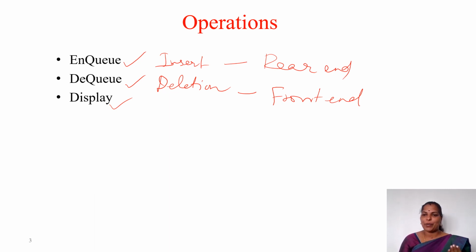How we have to remember is, we are just standing in a queue, and who is entering first? Those who are standing in the front are entering first. So whoever is standing in the front is deleted first. So deletion happens at the front and insertion happens at the rear end. Third one is display. In order to print the elements in the queue, we have this operation.